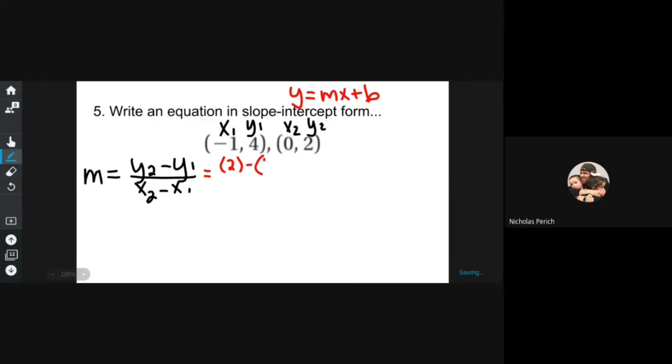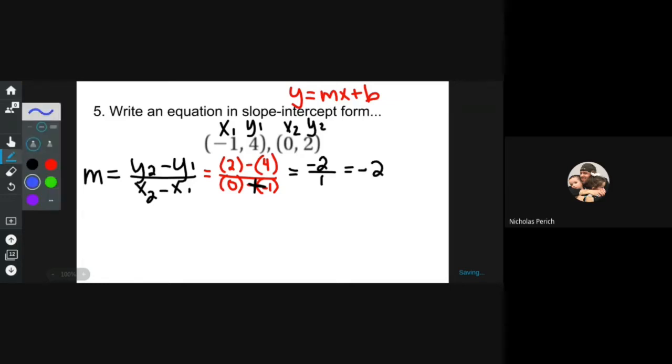Minus is always in the middle. And y sub 1 is 4. x sub 2 is 0. And x sub 1 is negative 1. Ooh, a double negative. So if you see a double negative, make it a positive like that. 2 minus 4 is negative 2. 0 plus 1 is 1. And negative 2 divided by 1 is just negative 2.